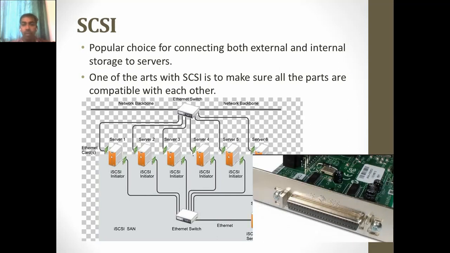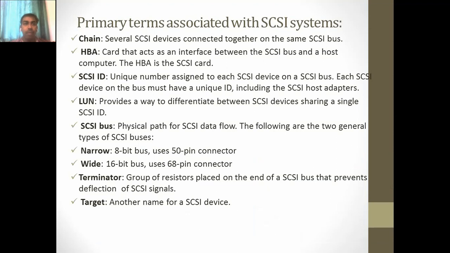Here you can see the SCSI adapter, and this is a SCSI pin. There are some primary terms associated with SCSI systems. Chain: devices connected together on the same SCSI bus. HBA, the host bus adapter, is an interface card that acts as an interface between the SCSI bus and the computer. SCSI ID is a unique number assigned to each SCSI device on the SCSI bus. LUN, logical unit number, provides a way to differentiate between devices sharing the same SCSI ID number.